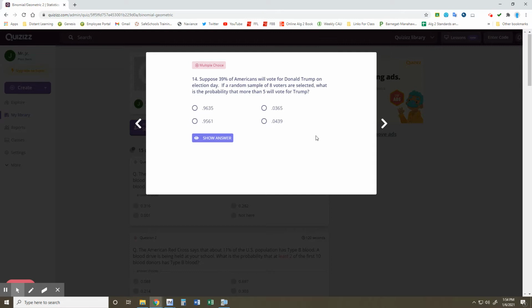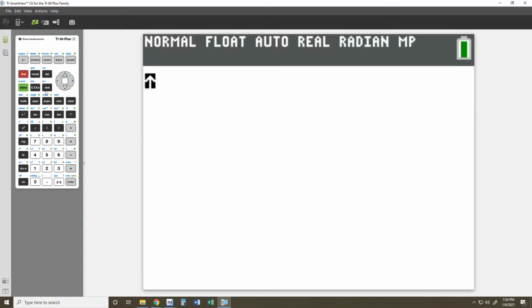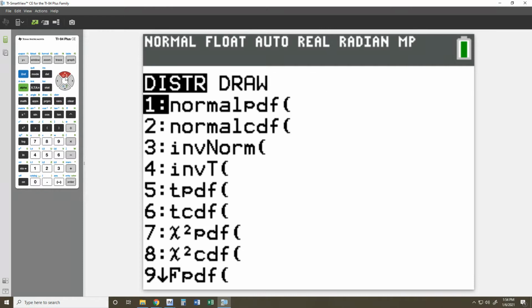Number 14. Suppose that 39% of Americans will vote for Donald Trump on Election Day. If a random sample of 8 voters were selected, what is the probability that more than 5 will vote for Trump? Now, more than 5, I'm assuming would be 6 or more. This is a binomial CDF. Let me bring it up and let's try to type in some information. This is a binomial CDF.